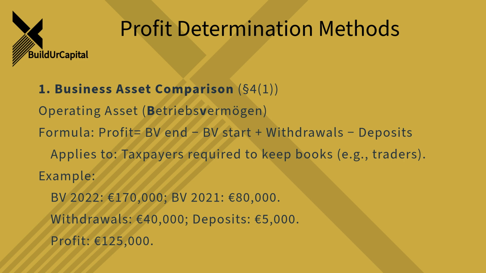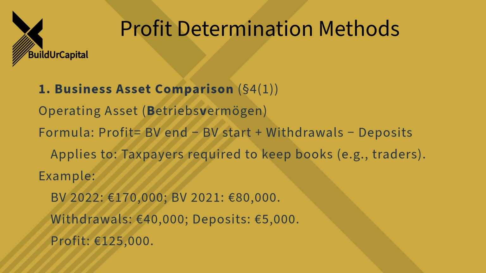So the calculation is 170,000 minus the starting 80,000. That's a 90,000 increase in assets. Right. Then add back the 40,000 withdrawal. Gets us to 130,000. And finally subtract the 5,000 deposit. Leaving $125,000. That's the profit for 2022 using this method. Exactly. It's a comprehensive look at the change in the business's overall value. Okay, clear enough.